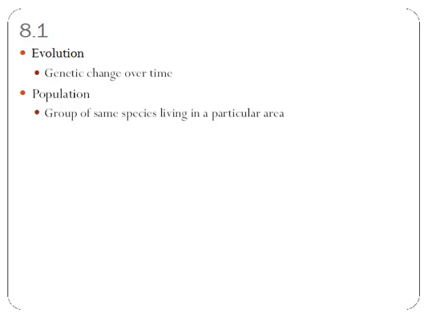And evolution happens to populations. It doesn't happen to individuals. It happens to an entire population. So a population is a group of the same species living together in a particular area. And we'll look more at populations and how evolution can only affect populations as we go through this chapter.